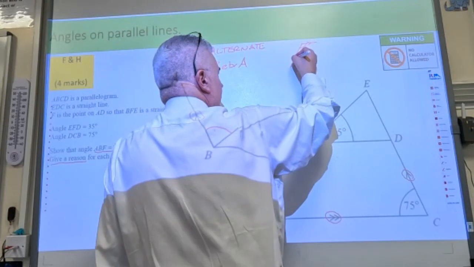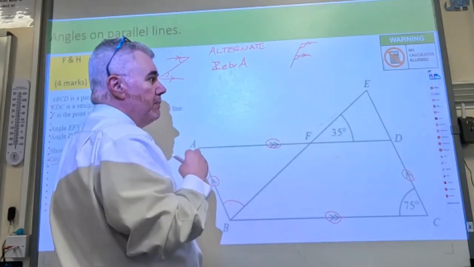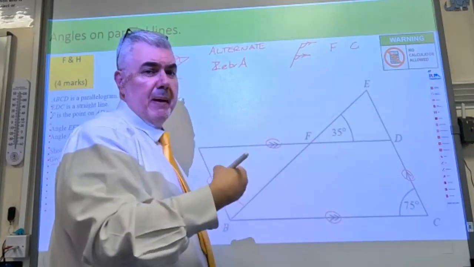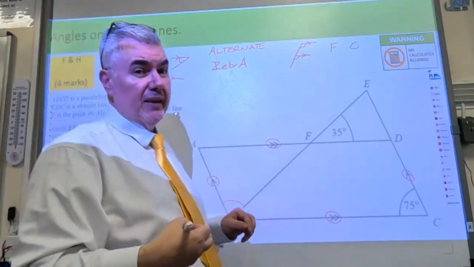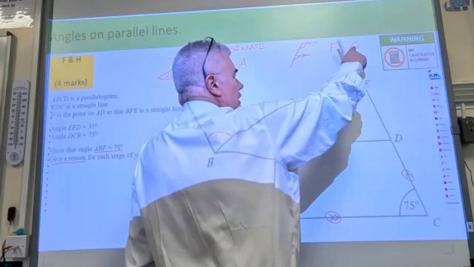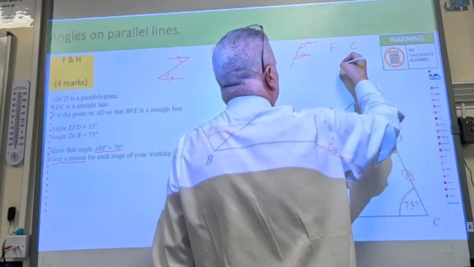The other main one are corresponding angles within those arms. They are the same. You're going to have to make up your own acronym for this one. The only one I can think of is football club. So F angles are corresponding. I'll write that out.